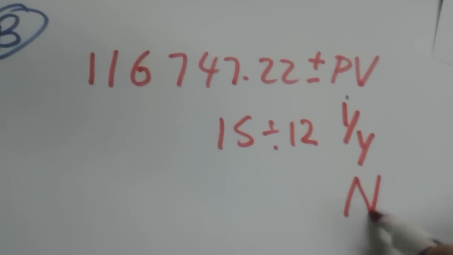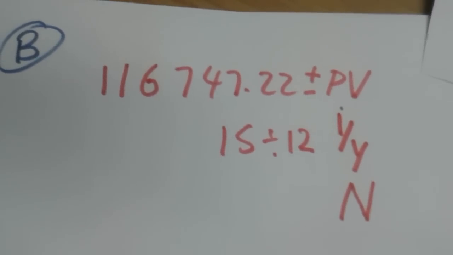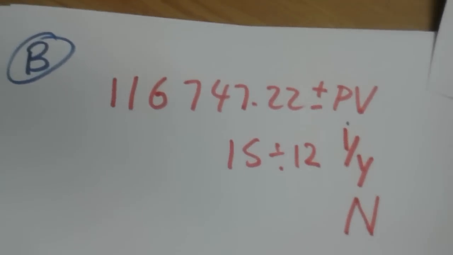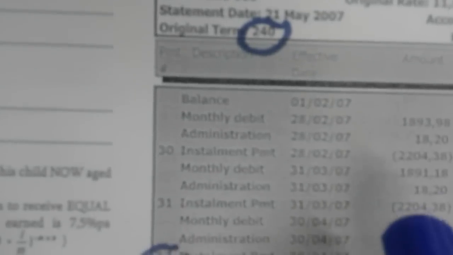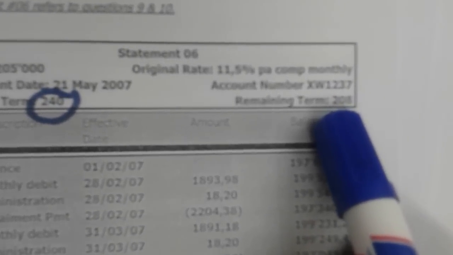Now we have got our N. So where is N coming from? Remember, in total, we must make 240 payments. But how many payments did we make now? 32. It means we are left with 208. And remember, the 208 is starting from May. Check this. This is 30 April, number 32. So month of May becomes number 33, which becomes our new number 1.